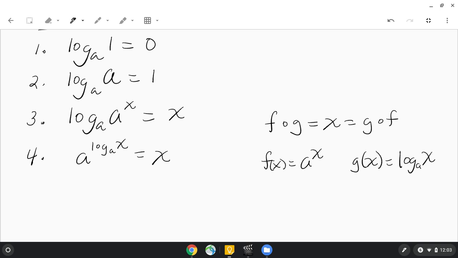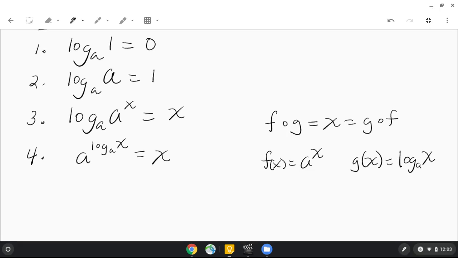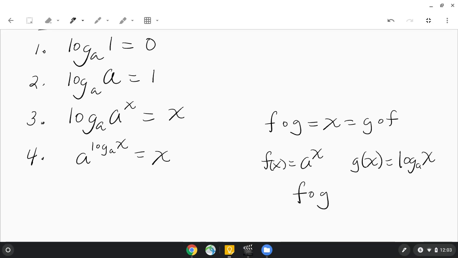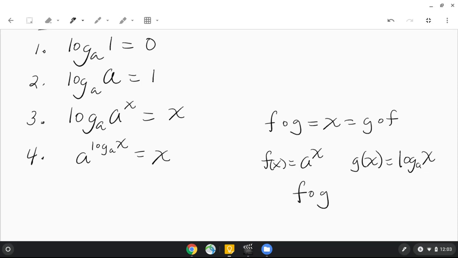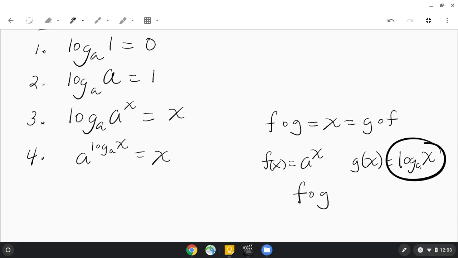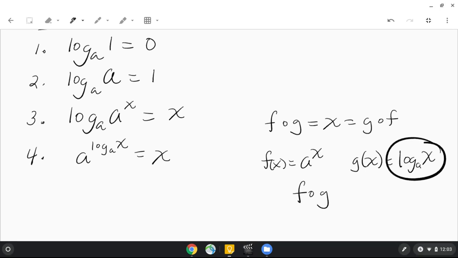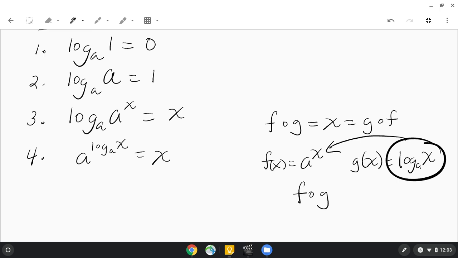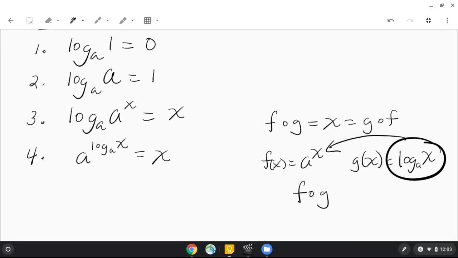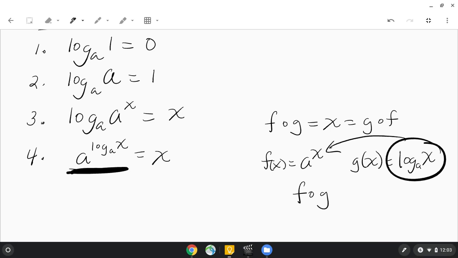Okay, so when you do f circle g, these are inverse functions of each other, so you should get x, right? And f circle g means you're taking the g function, which is this one right over here, plugging that in for x in the f function, which is right over there. And that's what we get over here on this left-hand side. It's the composition function f circle g.